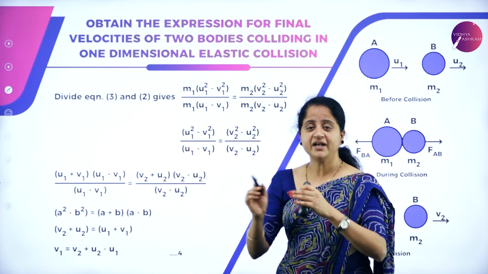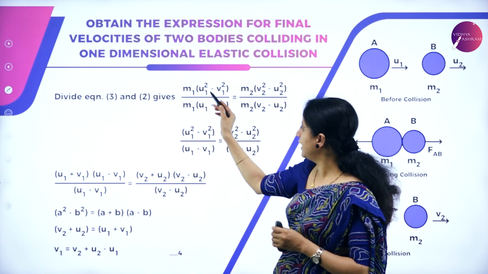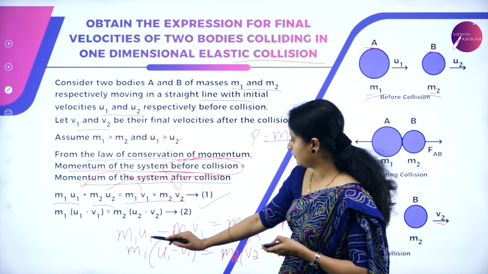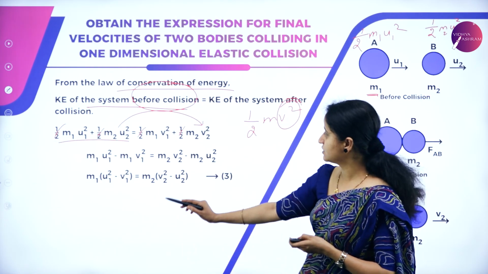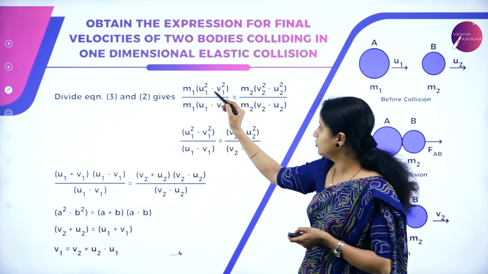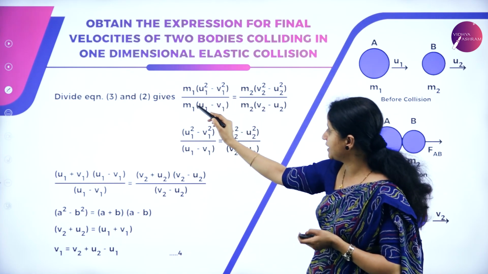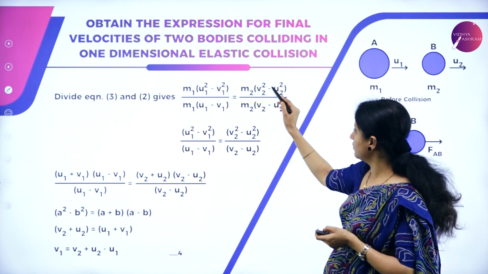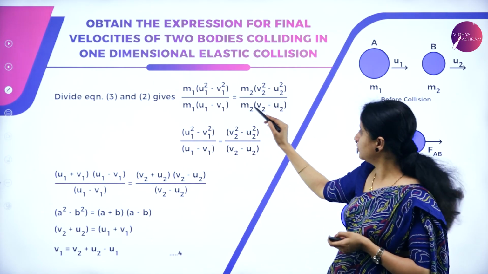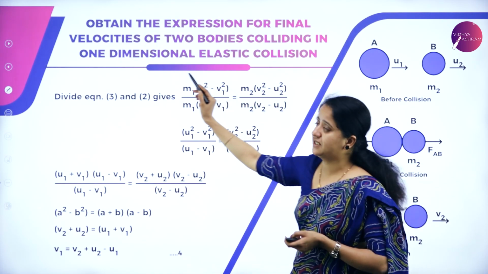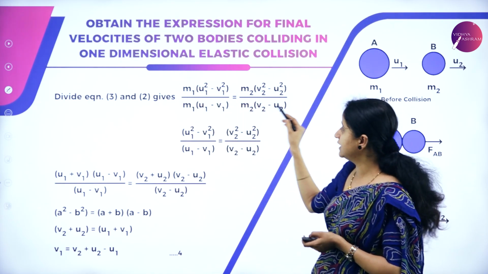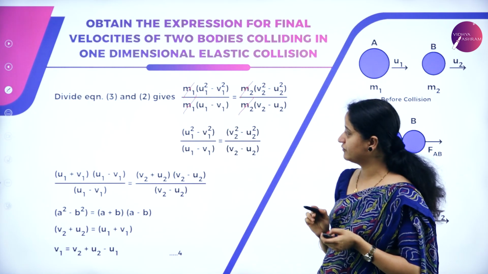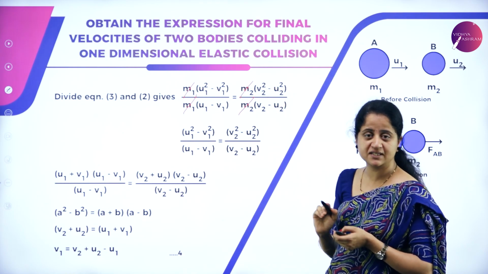Now divide equation 3 by equation 2, and it gives, look at this equation, we have equation 3 and equation 2 here. So let us divide these two equations, and we get m1 into (u1 square minus v1 square) divided by m1 into (u1 minus v1), which is equal to m2 into (v2 square minus u2 square) divided by m2 into (v2 minus u2). All the numerator terms we got from equation 3 and the denominator terms from equation 2. Now let us cancel these two terms. m1 gets cancelled, m2 and m2 get cancelled.